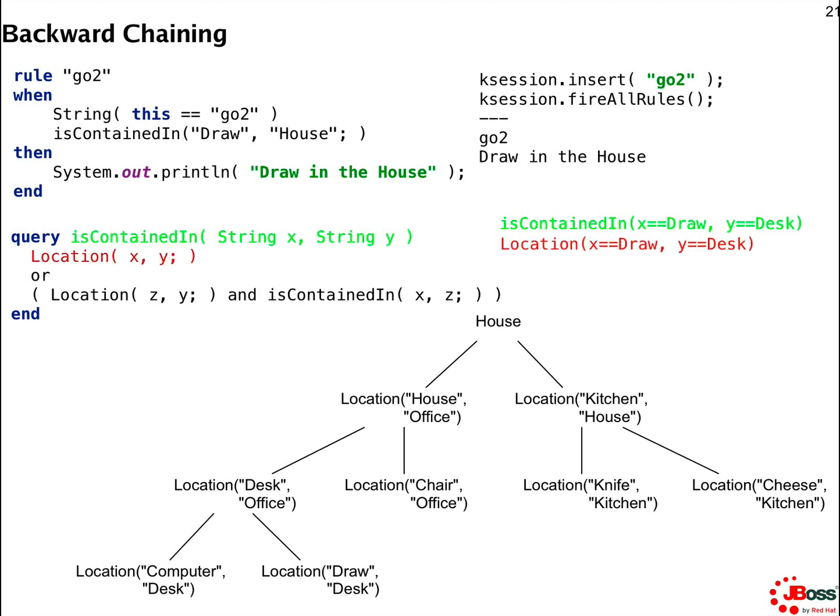This time, there is an instance of the draw in the desk, so that matches on the first location, and now it recurses back up, bubbling the answer back up. So we know that the draw is in the desk, the desk is in the office, and the office is in the house, therefore the draw is in the house and it returns true.